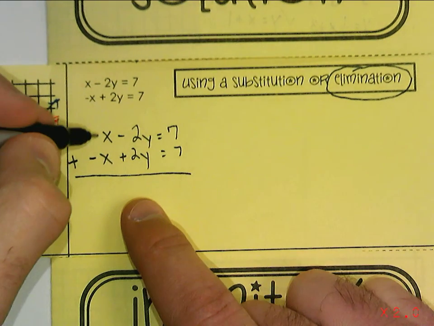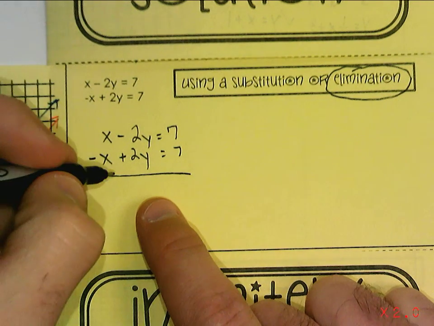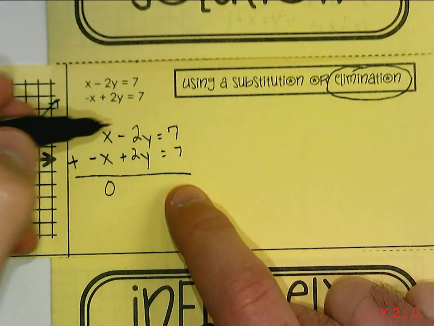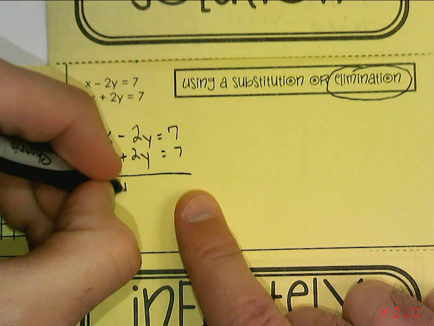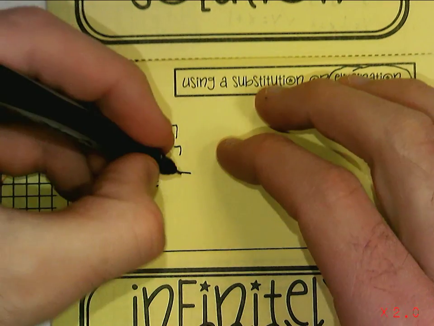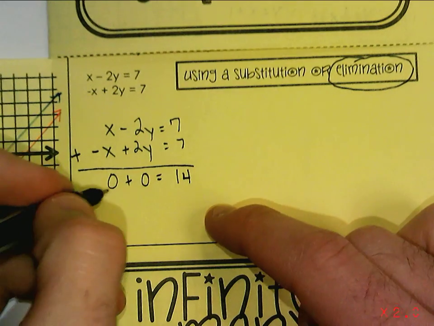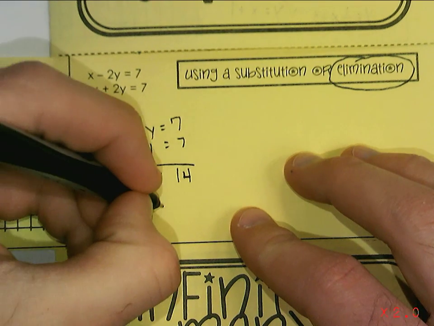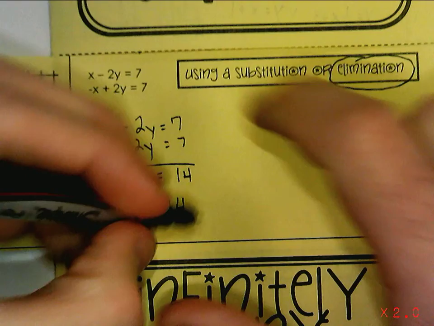So I'm going to have 1x plus negative 1x, that's 0x, so that's just 0. So I'll just write it in this case. Then I have negative 2 plus 2, which is going to be 0, so plus 0, equals, and we have 7 plus 7, which is 14. If we add 0 and 0 together, we just get 0 equals 14. Now let me ask you this. Does 0 ever equal 14? Well, in this case, the answer is no.